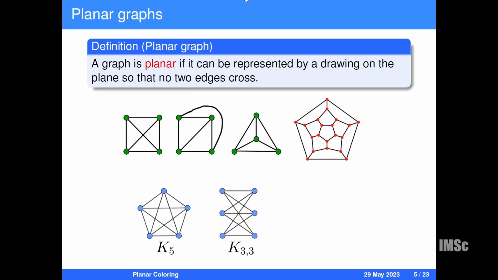So what about this graph? There are no two edges crossing each other. In the current state, it itself is a planar graph. The same holds for this. So what about these graphs, K5 and K3,3? These are not planar, right? Maybe it's a good exercise for you to see why these graphs are not planar graphs.